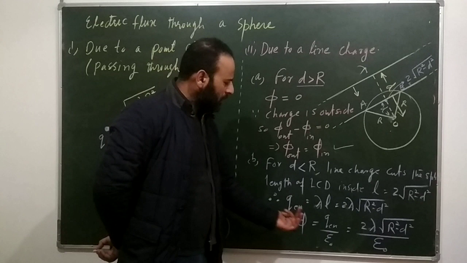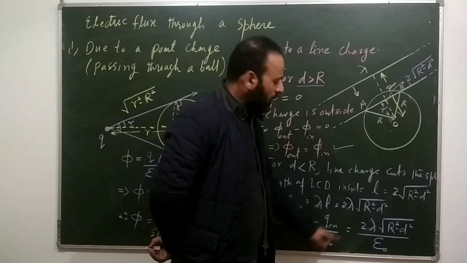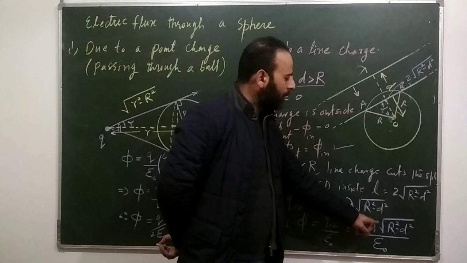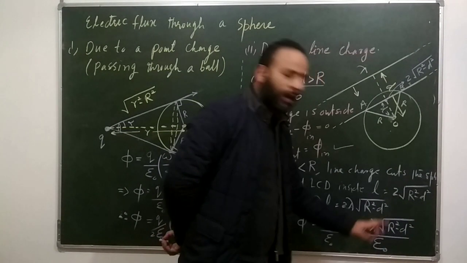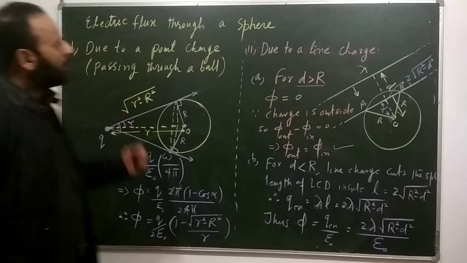Thus by definition, phi is equal to Q enclosed divided by epsilon naught, so it is equal to 2 lambda times the square root of r squared minus d squared, divided by epsilon naught. This way we can calculate the electric flux through a sphere.